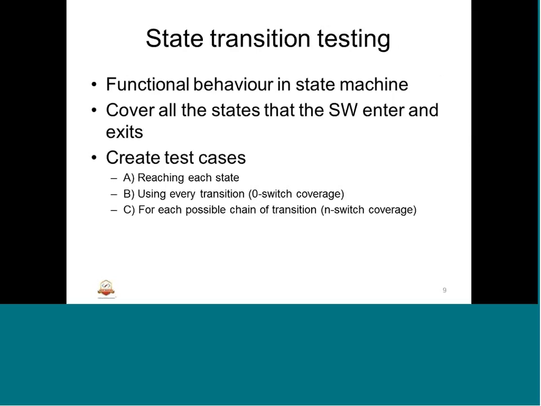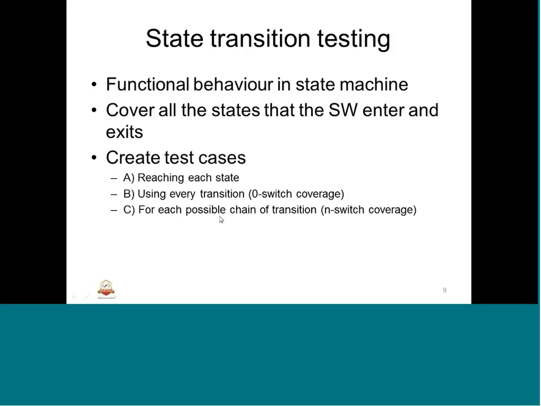All this functional behavior we need to test, and cover all the states that the software enters and exits. That means coverage is very important for a particular state as per the specification. So we need to create test cases as per these three steps: reaching each state, how to reach a state, and using every transition, from the default to switching. That means every transition we are going to cover, from one state to the next, with different transitions.